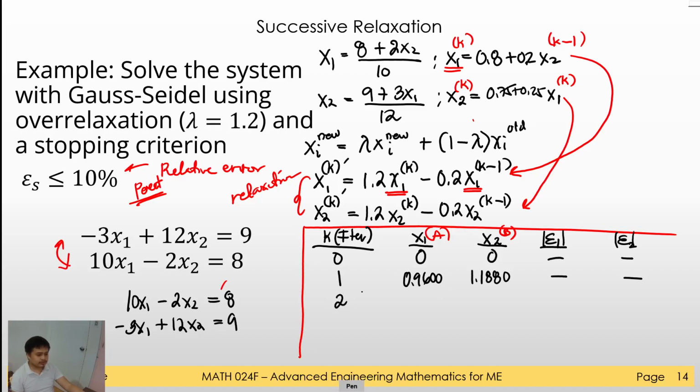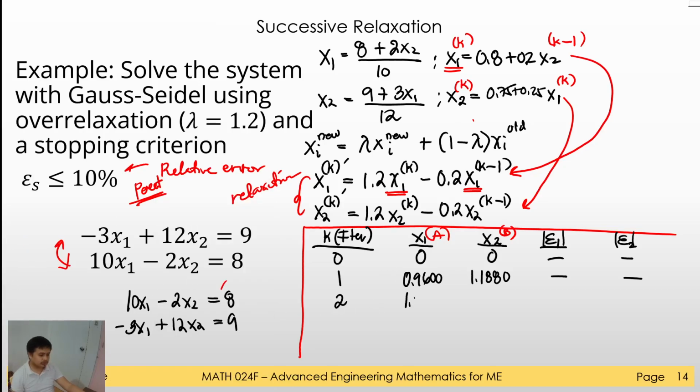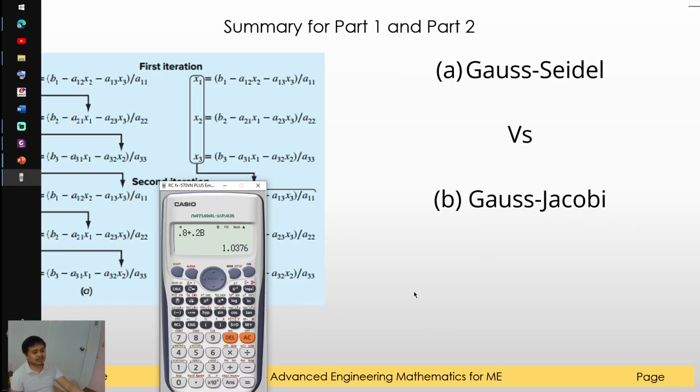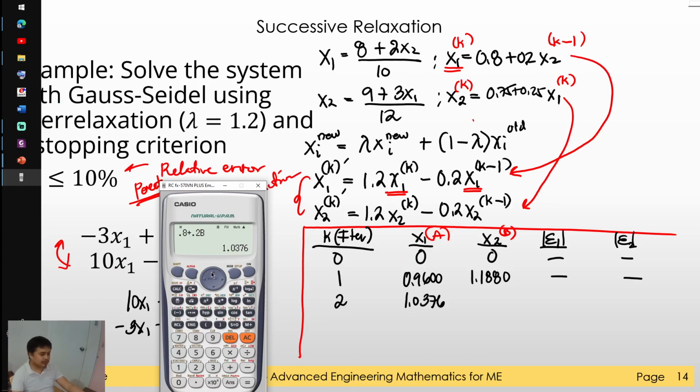So for number 2, let's do this again. So 0.8 plus 0.2 x2. Let's see if we still have this. So 0.8 plus 0.2b. So b here is the most recent one. So we will input here 1.188. The answer is 1.0376, right? But this is not the answer. Sorry, I wrote this down. But we will utilize this.